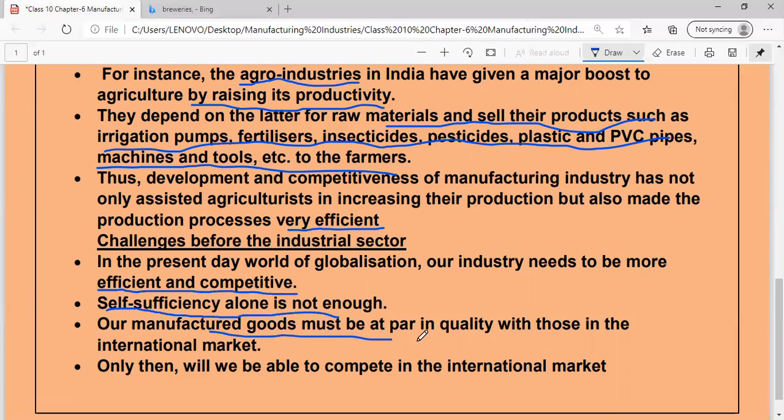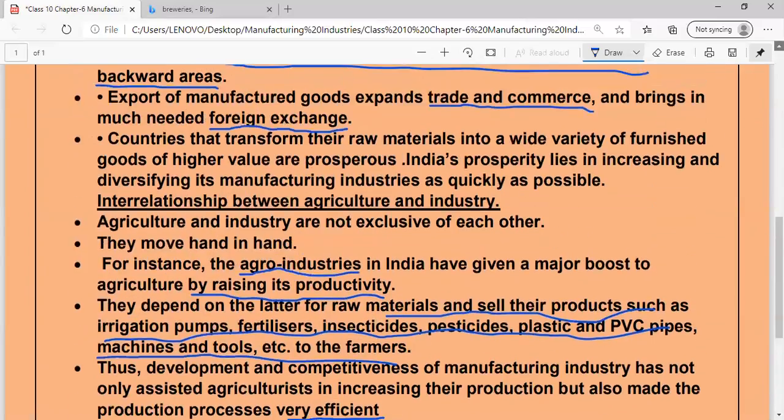So if we want to prosper, if we want to earn foreign exchange, then our goods should be at par in quality. It should be in high quality. Then only we will be able to compete in the international market. So these are the challenges before the industrial sector. So how they would become efficient, how they would become competitive, how they should increase, or why they should increase the quality, etc. So what is manufacturing? What is the importance of manufacturing and the challenges before the industrial sector?